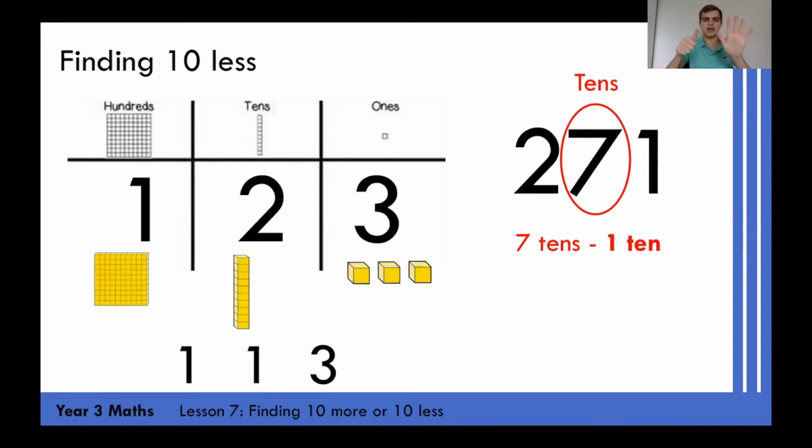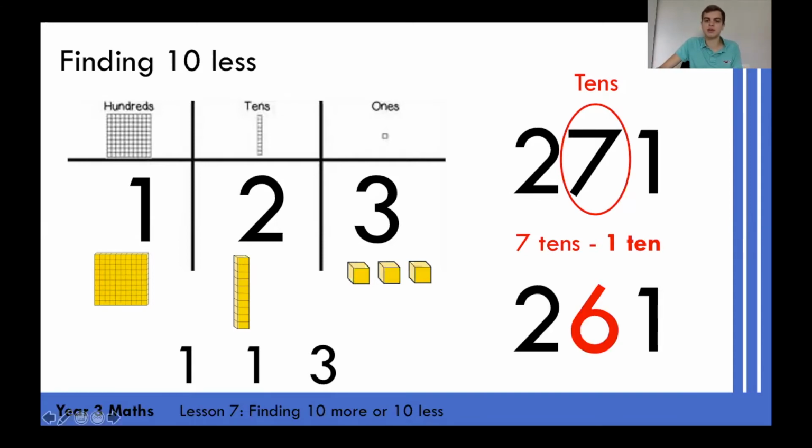How many tens would I have left? 7 tens, take away 1 ten. I've got 6 tens left. Well done. So my answer would be 261, because my hundreds have stayed the same, my ones have stayed the same, but here I had 7 tens. I took away 1 ten. 7 take away 1 ten is 6 tens. Very well done.